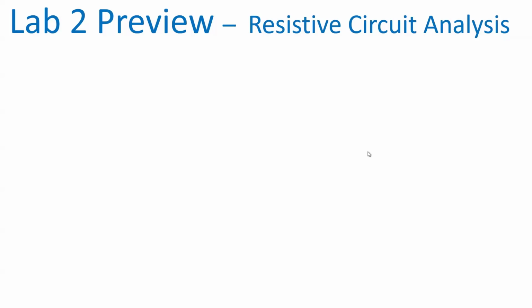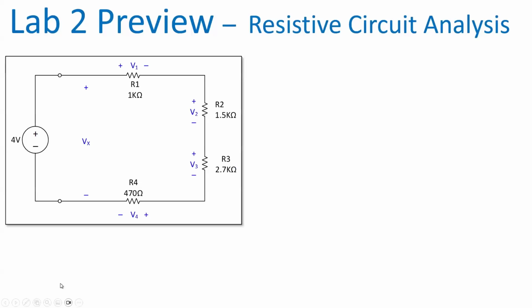So Lab 2 is about resistive circuit analysis. You're going to be building a circuit on a breadboard with resistors and then connecting those resistors to a power supply. So in one part of the lab, you're going to build a series set of resistances, connect those resistances to a power supply that represents this independent voltage source.